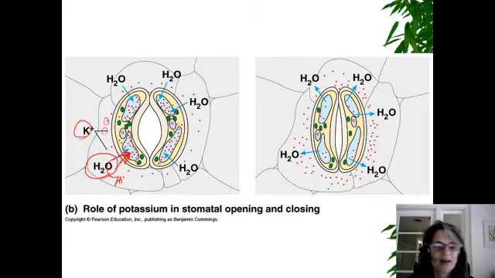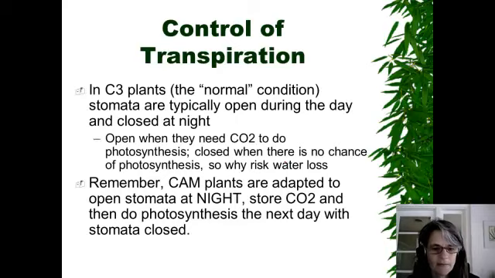Well, what if I want to close it because I'm losing too much water? Then my guard cells are actively going to pump potassium out. And water will follow those solutes out, from an area of high water concentration to relatively low water concentration. So we control the movement of water by controlling the movement of solutes over and over again. Animals, plants, same deal.